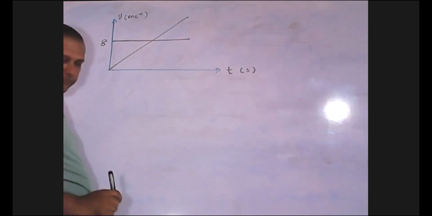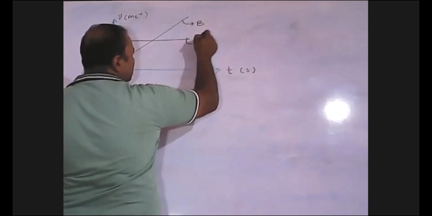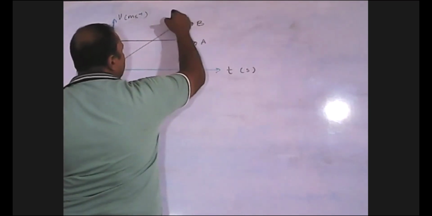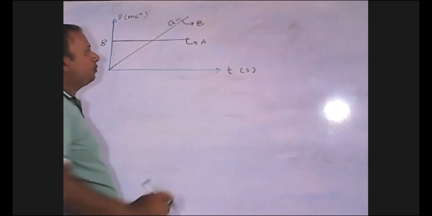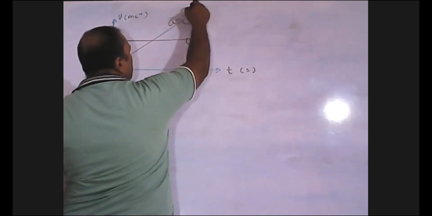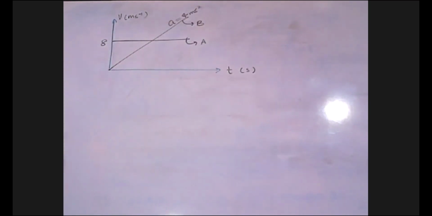A and B. This is V. This is A. The acceleration is equal to 4 ms minus 2. Like this one. So this is the graph.